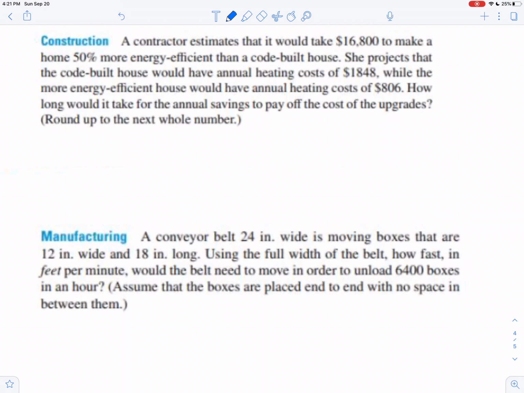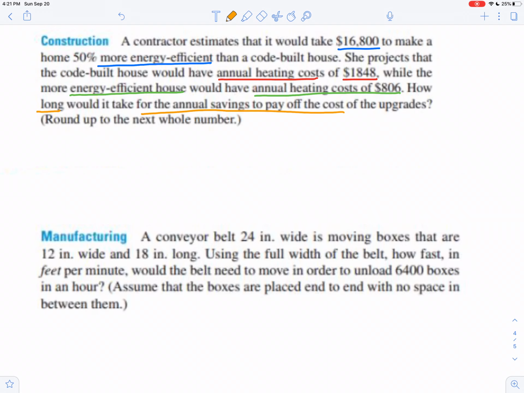All right, so example 9, read through everything first. A contractor estimates that it would take $16,800 to make a home more energy efficient. She projects that the code-built house, which is the one that's not more energy efficient, would have annual heating cost of $1,848. She projects that the energy efficient house would have annual heating cost of $806. And the question here is, how long would it take for the annual savings to pay off the cost of the upgrades?